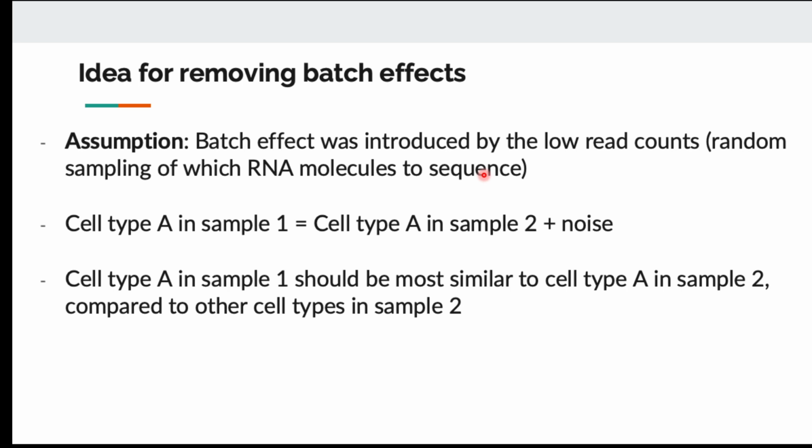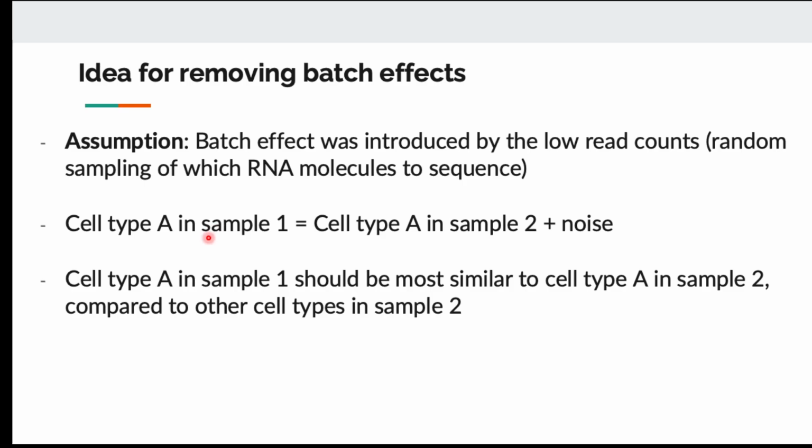But if we analyze the same cell type, let's say cell type A, and you see cell type A in sample 1, or patient number 1, and you also see cell type A in sample 2, or patient number 2, because they are the same cell type, the biology should be the same. But the sequencing process introduces some noise. So the transcriptomic profile in sample 1 should be something like the transcriptomic profile in sample 2 plus some noise from our sequencing run.